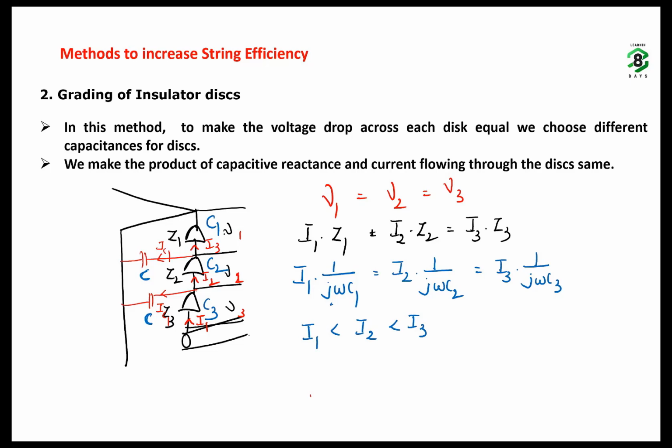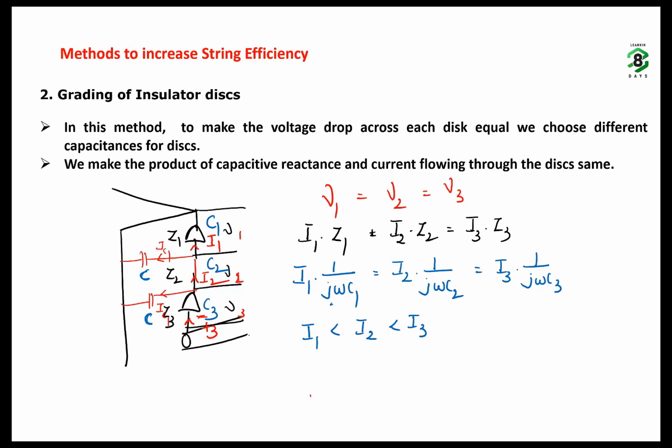I have done it reversed, right? This notation should be reversed, even in the previous case. This current is I1, this current is I2, this current is I3. So we know that the current through the insulator disc that is connected to the cross arm is the least. The current through the disc connected to the conductor is the highest.